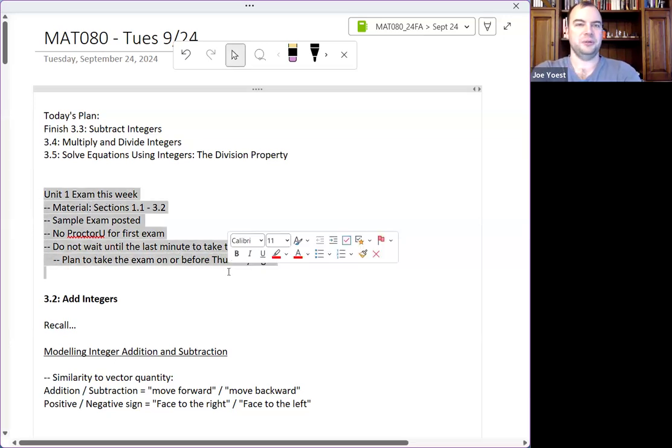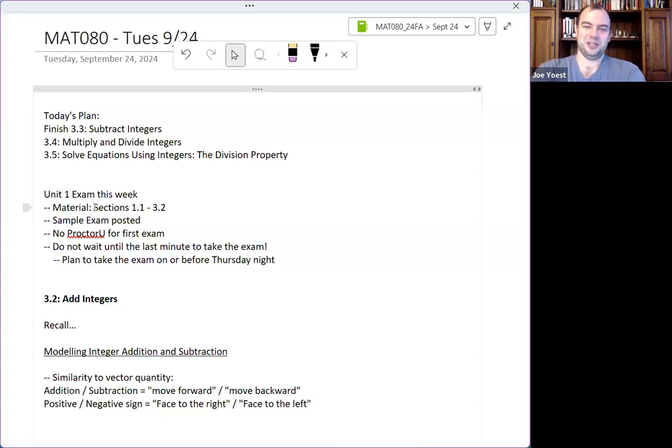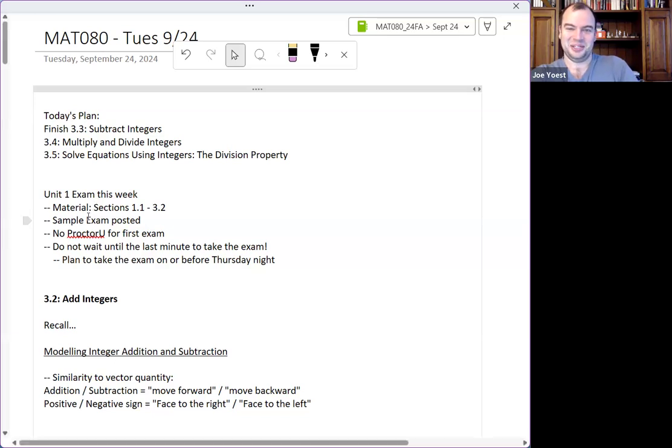Just a reminder, the Unit 1 exam is this week. The material is sections 1.1 to 3.2 on adding integers, so the material that we had completely finished up last week. And sorry, my allergies are really bugging me this morning, so sorry if I'm rubbing my nose or my eyes as we go through class today.